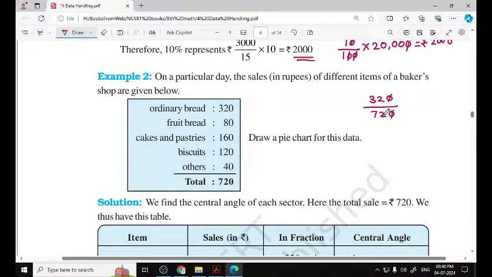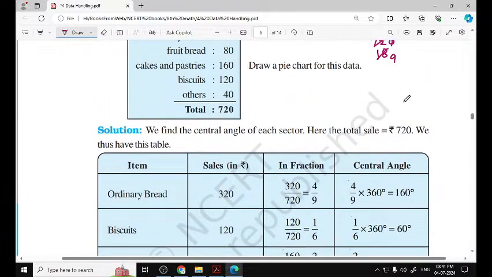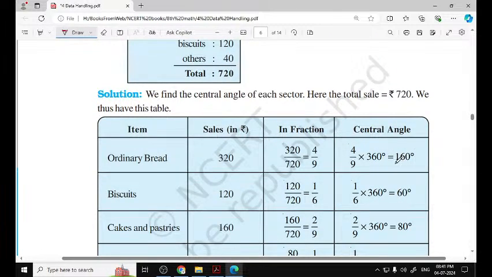So let us simplify this. These are in the table of 4. We can simplify this as 8 and 18, because 8 4s are 32 and 18 4s are 72. We can again divide these numbers by 2. So the fraction is 4 by 9. Then to find out central angle, we find 4 by 9 into 360. So this is our required angle for ordinary bread.